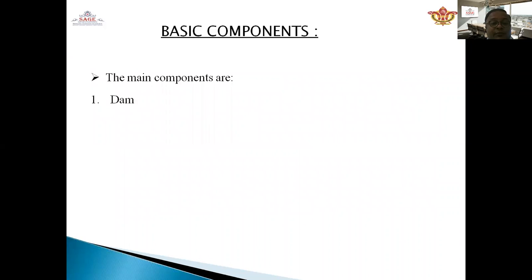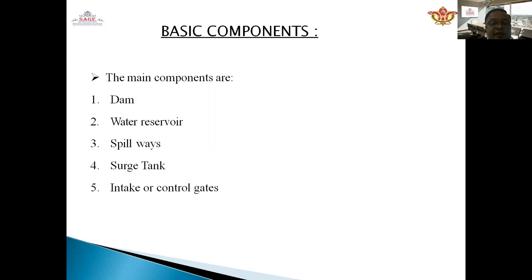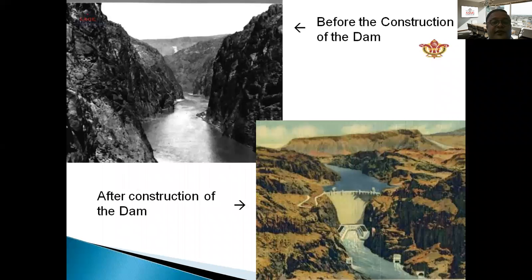Basic components. The main components are the dam, water reservoir, spillways, surge tank, intake or control gate, the penstock, water turbines, draft tubes, and finally generators. So this is the dam construction, before the construction of the dam and after the construction of the dam. Before the construction of the dam, the site should be selected properly, and after the construction of the dam, water should be collected at a higher level, and at the lower level a water turbine will be constructed for the conversion of one form of energy to another form.